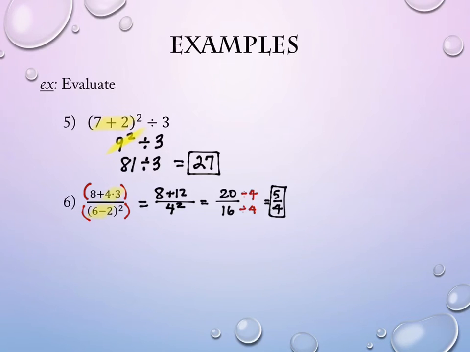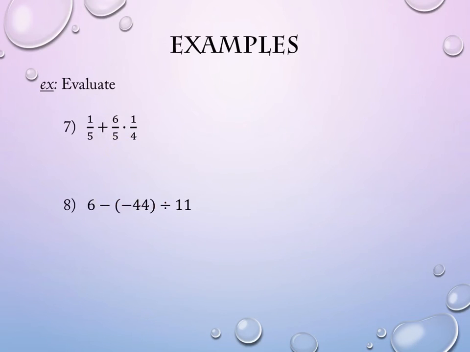Okay? All right, I have two more examples, and then I have one more thing before we start working on the homework part. Number 7 is 1/5 plus 6/5 times 1/4. What are we going to do first? Multiplication. Multiplication, right? We're going to multiply these together, and we know how to multiply fractions.